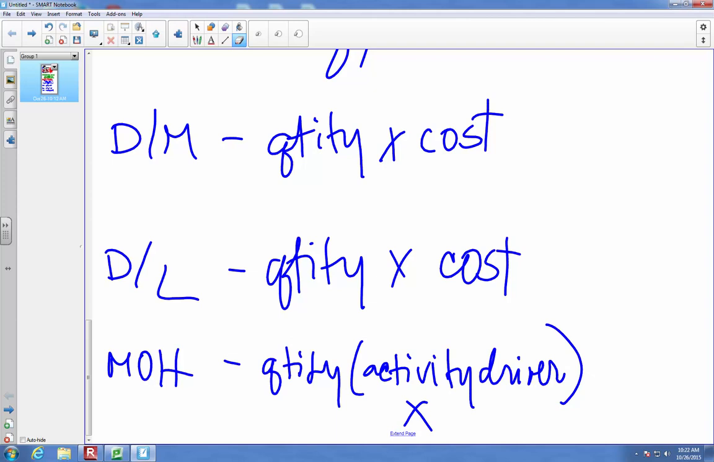Times, and what do we call that again? We've got our activity driver. What do we multiply that by to get the overhead? Yeah, that rate, that predetermined overhead rate. I'm just going to call it rate. And actually for direct labor, this is called rate as well. Right? What rate do I pay my people? So interchangeable terms.